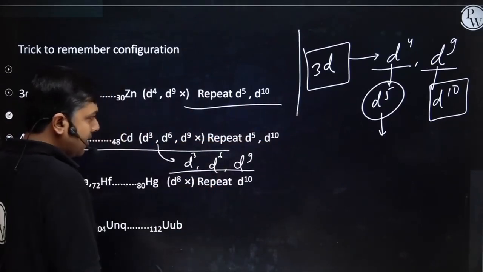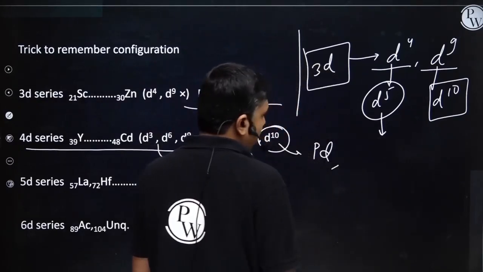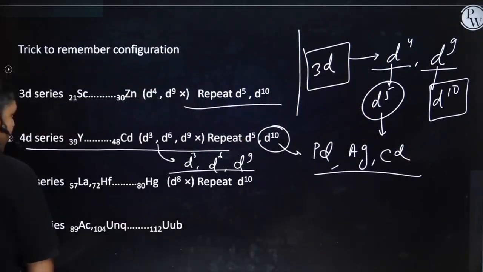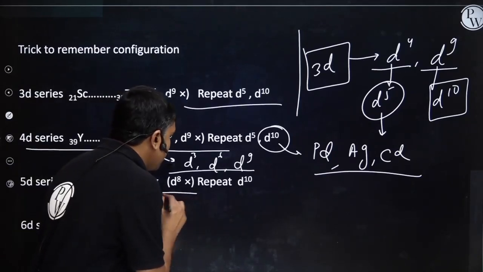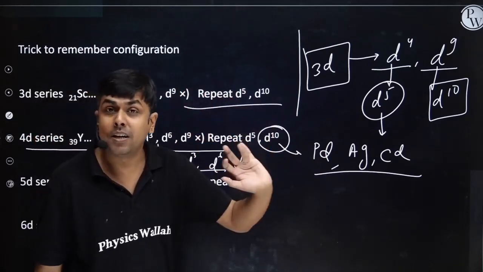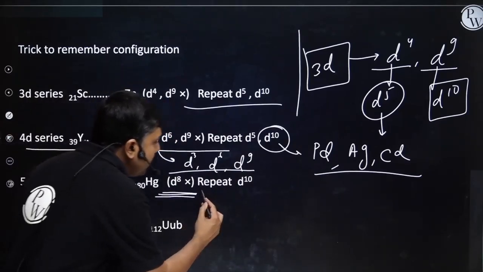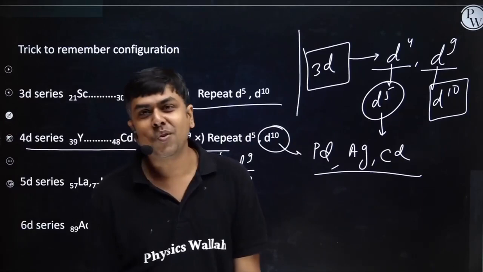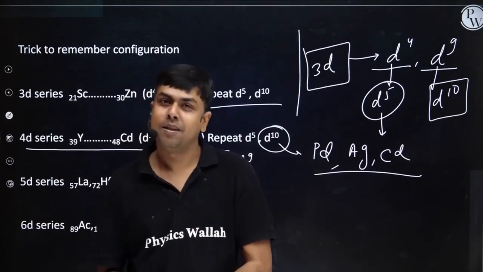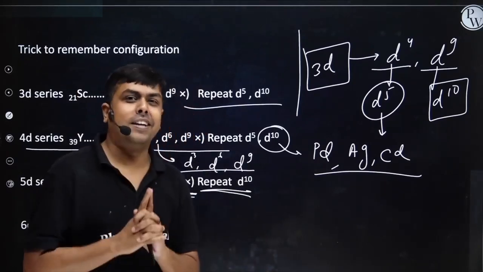Am I clear? We have learned that the D10 configuration was there for Pd, then for Ag, then for Cd, right? Then in the 5D series, I'm not going to use the D8 configuration. Directly we have the D9 configuration for platinum, and for the other two elements, gold and mercury, I repeat the D10 configuration. Am I clear, student? So this is how we can learn the electronic configuration of all the D block elements. I hope the things are crystal clear to you. Shall we move ahead?